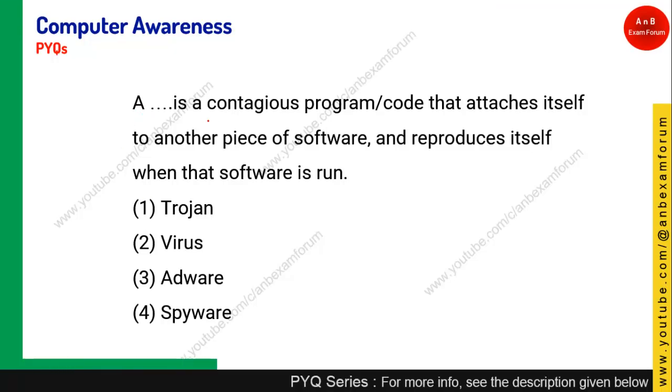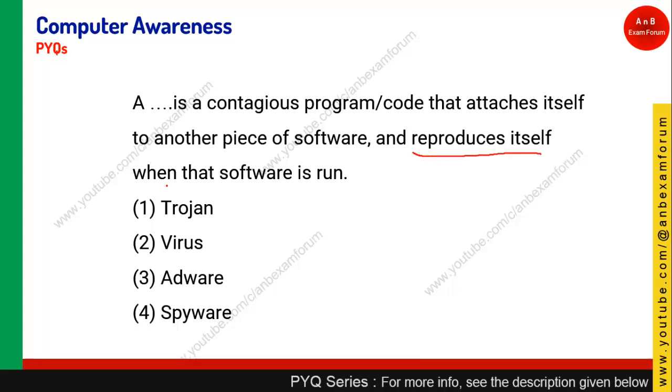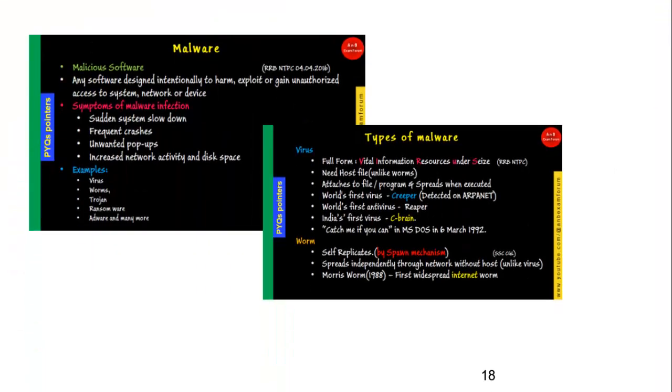Coming to the next question: a dash is a contiguous program or code that attaches itself to another piece of software and reproduces itself when the software is run. Okay, and as you know, it is a virus. Okay, a virus is the program or the malicious code or the malware which attaches itself commonly to exe and bin files, and when those exe files are executed, they are going to reproduce themselves in the computer. Okay, so option 2 is the right answer.